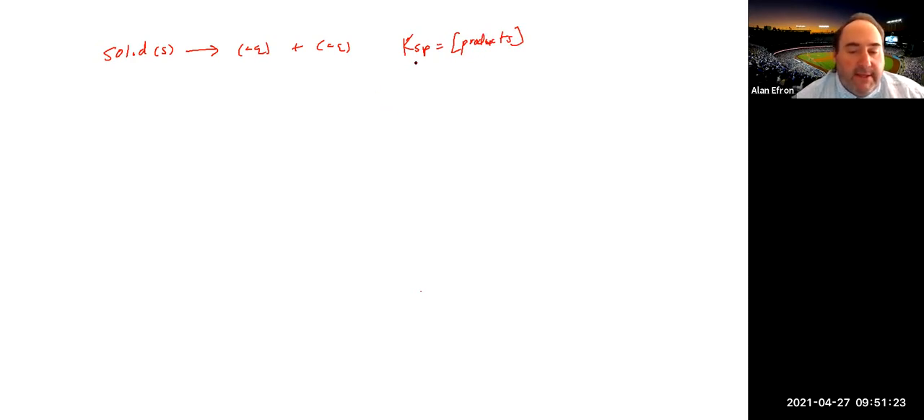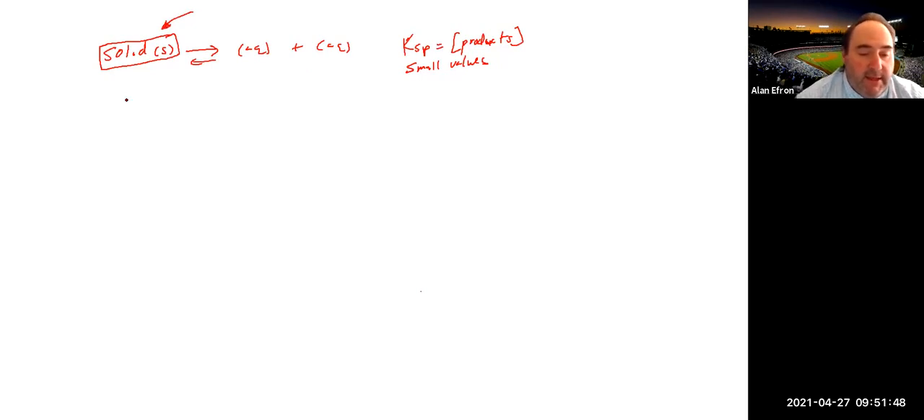Also, we see that these are very small values, and that makes sense since they are for things that are typically insoluble. They're for things that we typically associate as solids, which means that the equilibrium would lie towards the left here. And that does make sense as to why we see very small values for KSP.